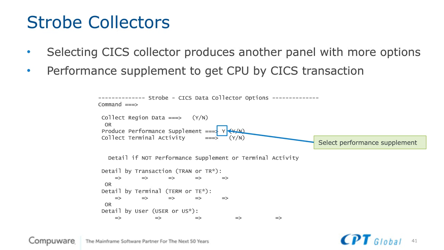Yeah, so certainly for us, that's the performance supplement every time. Click Y so you can start breaking down the CPU by transaction and start going on from there. I think most people do that because what I find is most people, when they Strobe CICS, they're interested in looking at their CICS programs to see what's consuming CPU and tune them up to reduce the CPU of the CICS programs.